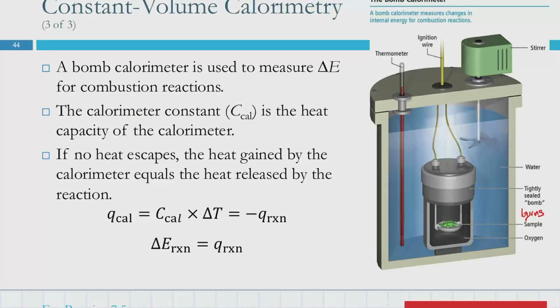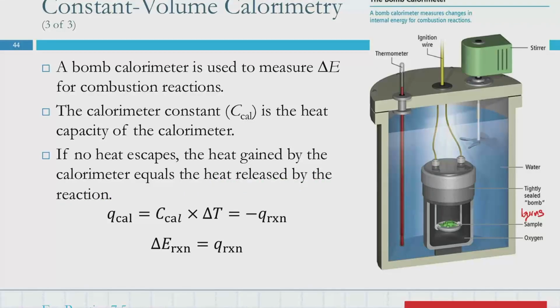There's also some heat that can be lost to our calorimeter. So the calorimeter constant is the heat capacity of the calorimeter. Notice that it's not specific heat capacity, it's just heat capacity. If no heat escapes, so assuming that our calorimeter is really well insulated, all of the heat gained by the calorimeter is going to equal the heat released by the reaction.